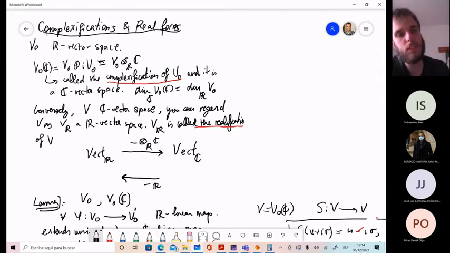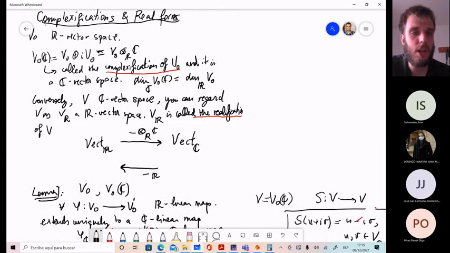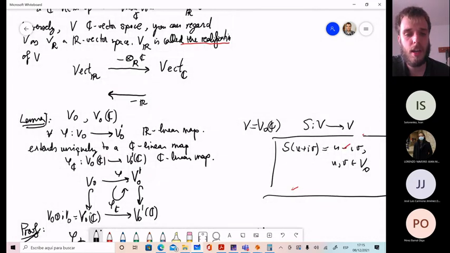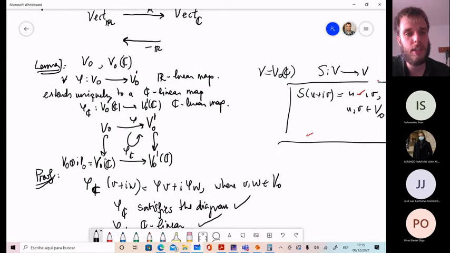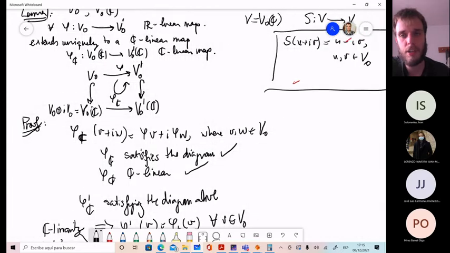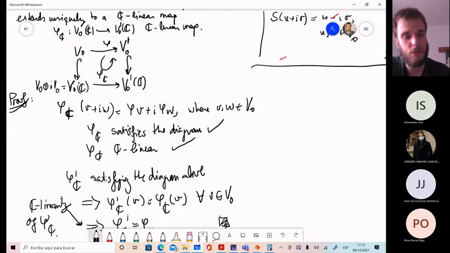So in the past lecture we were talking about complexifications and real forms. So when you start with an R vector space, you have this way to turn it into a complex vector space. And if you remember, you also had this lemma, which tells you that when you have an R linear map, you can extend it uniquely to a C linear map of the complexification, and this uniqueness turned out to be useful.